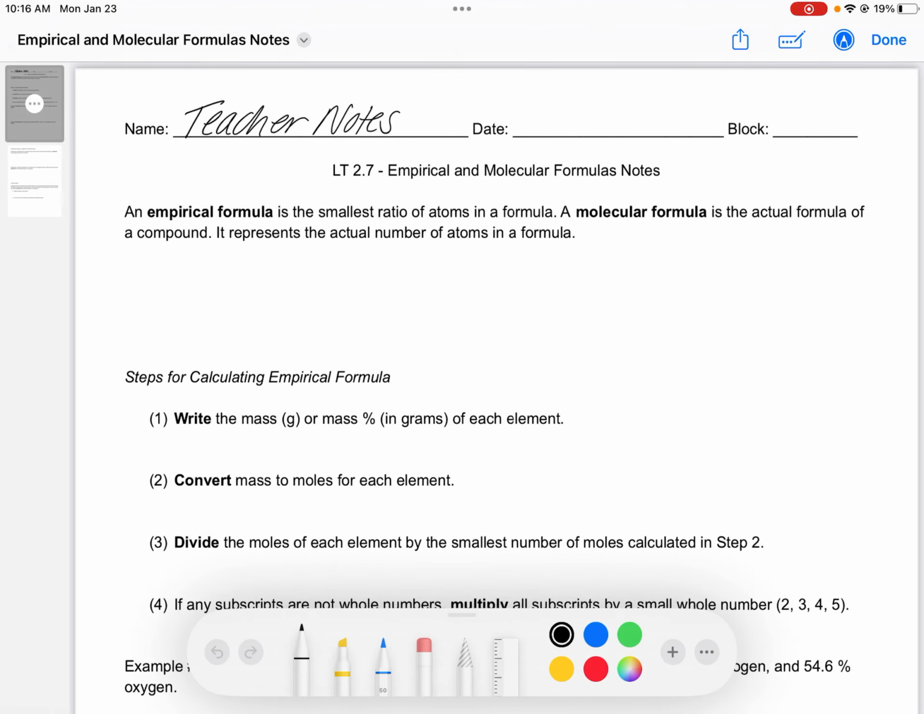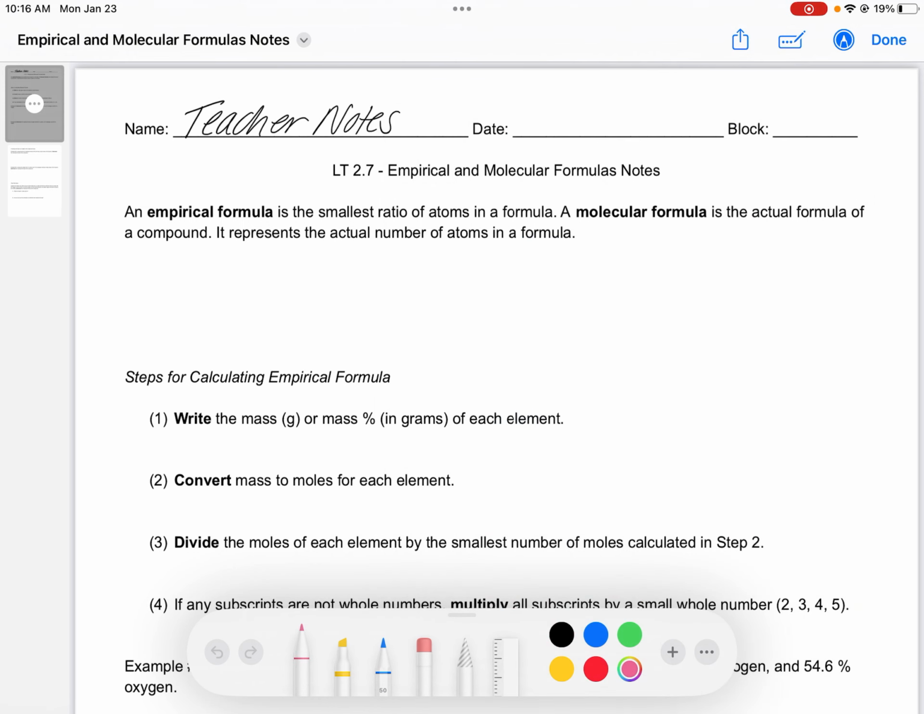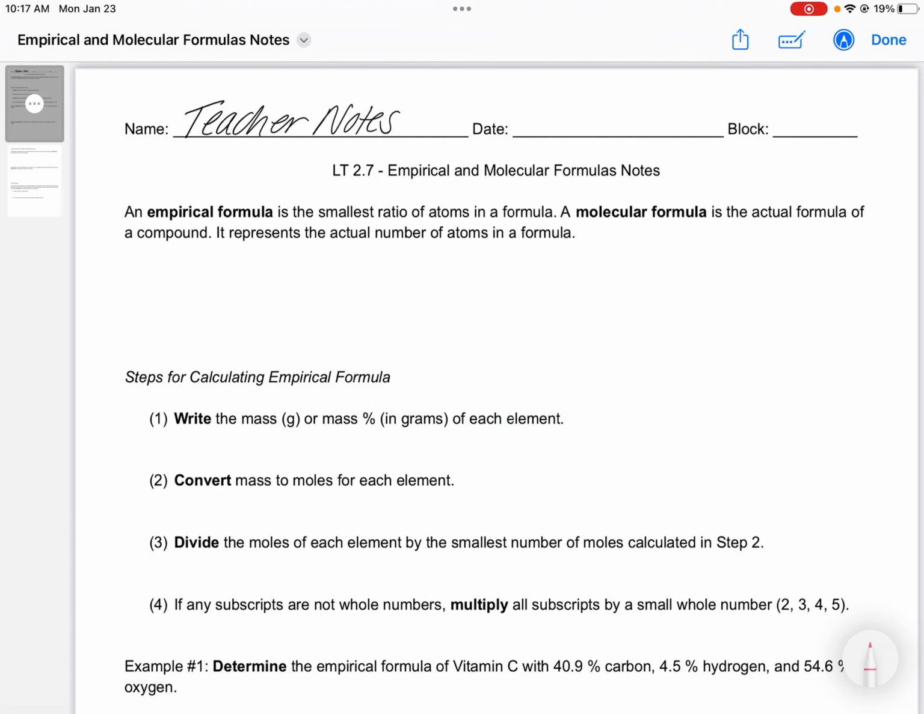Hello everyone. Today we're going to talk about empirical and molecular formulas. I have two definitions for empirical and molecular formula at the top of the sheet. The first thing I want to show you is just what they look like.